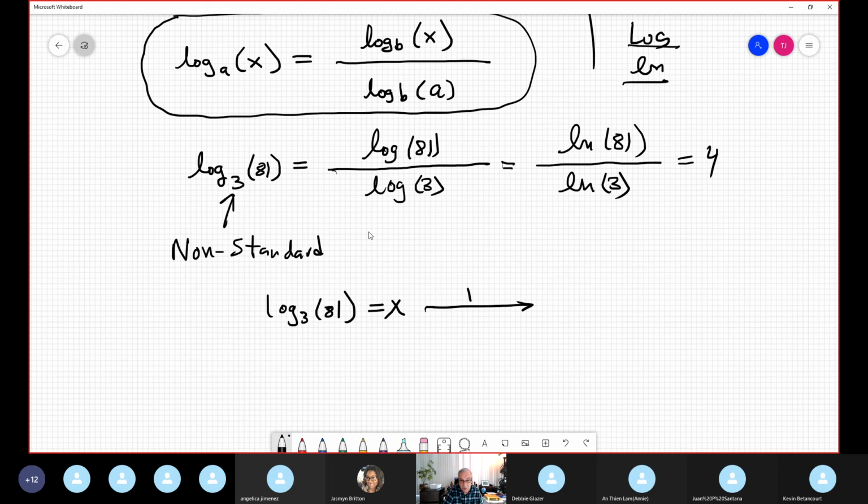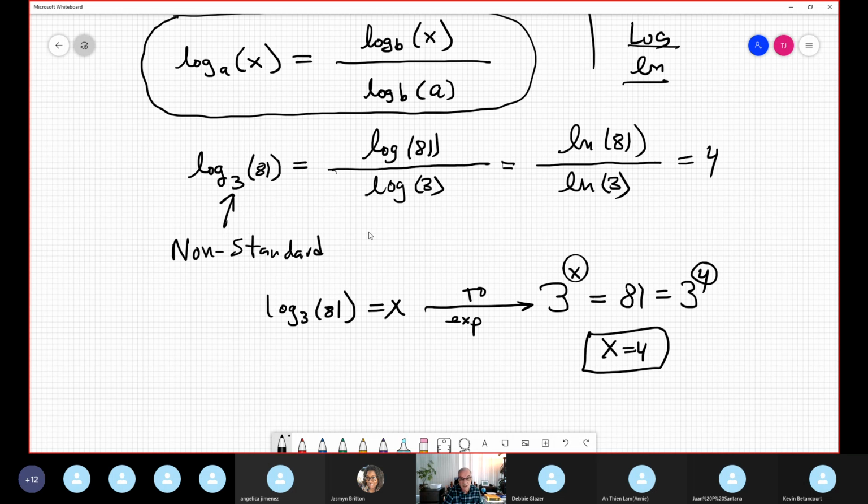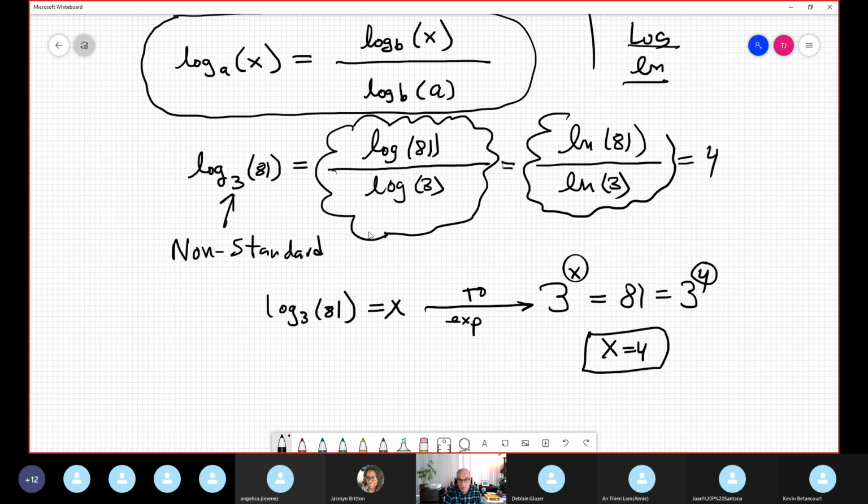I change to the exponential statement, the base is 3, I put the big 3, this is small 3, it becomes like this, the exponent, I have no idea, is equal to 81, but I know that 81 is 3 to the 4th power, because 3 times 3 times 3 times 3, 4 times is 81, therefore, x is equal to 4, end of story. And so I want to illustrate that you get the same answer using the formula, therefore, you are ready to compute any logarithm by yourself, using calculator or by hand.